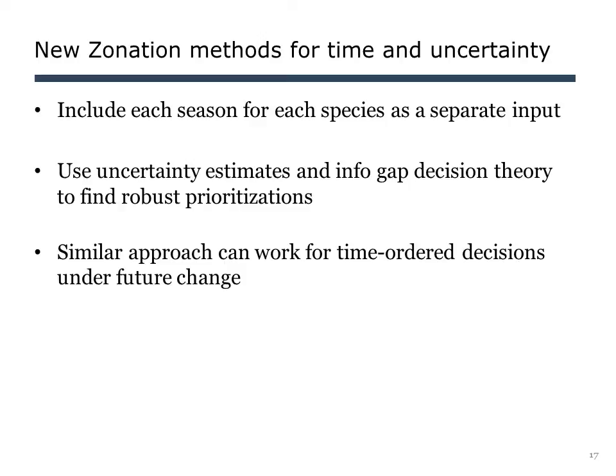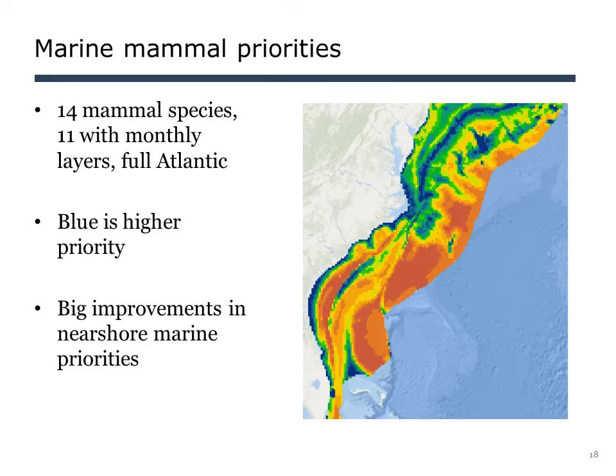So the first of some potential methodological improvements is that we can start looking for things like, improve how we deal with wetland migration corridors, prioritizing restoration, and some of these more long-term time-ordered decisions we make. So that's also cool. Marine mammal priorities.